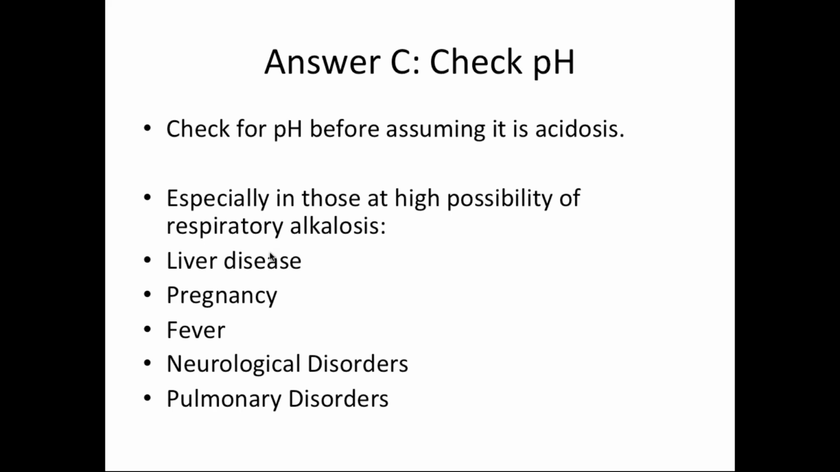And this is especially important in those who have high possibilities. So like liver disease, which this patient has, a lot of patients will have respiratory alkalosis and the bicarb is appropriately low. So pregnancy, fever, neurological disorders, or pulmonary disorders. So if someone has a history of this or is known to have an acute illness, in that situation, before we label them as having acidosis or acidemia, we should at least make sure that we've checked their pH at least once. So that's kind of the first thing to say.